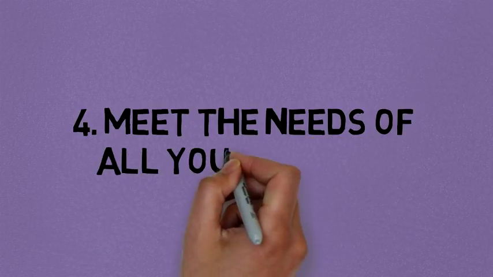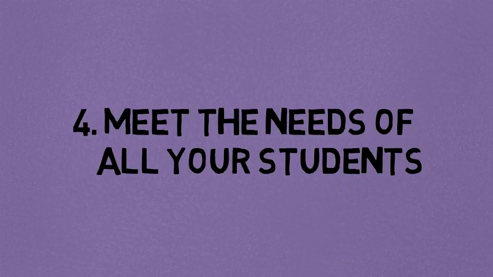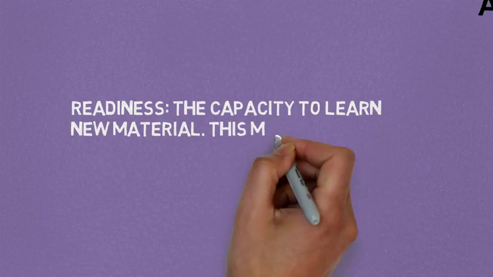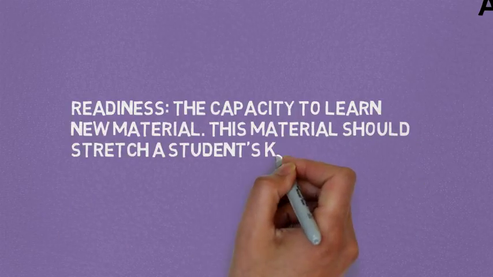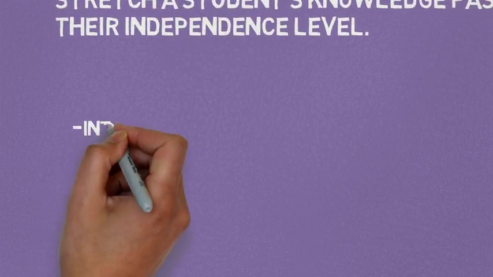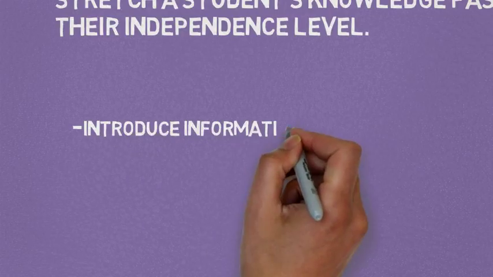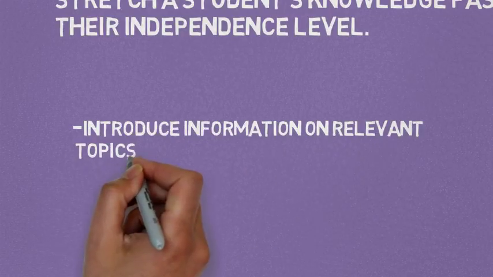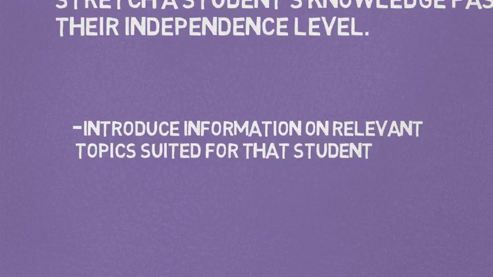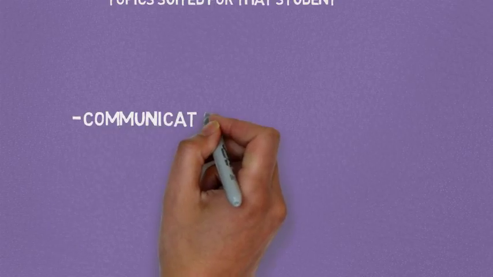Coming in at number 4 is meeting the needs of all of your students. Now, first we must understand readiness, which is the capacity to learn new material. Keep in mind that this material should stretch a student's knowledge past their independence level. Don't water down information in order to meet the needs of all. Provide them a quality-led education and introduce them to information that's relevant for topics suited for that student. If they're interested in pursuing SLOs, allow them to do that at their level.